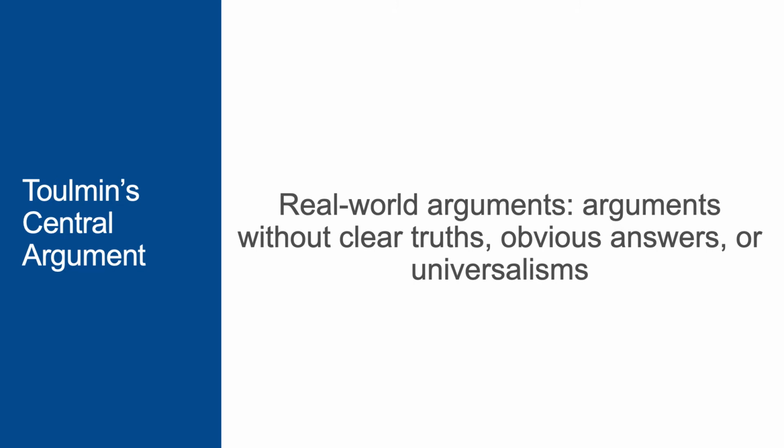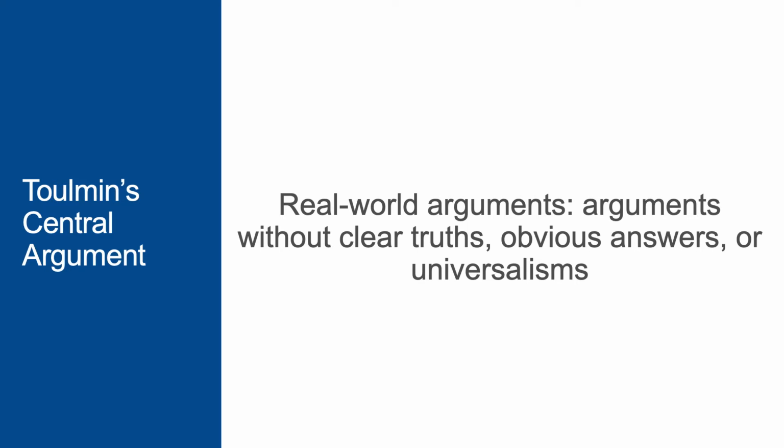Toulmin said, well, we should explore or test our ideas, explore or test our understandings through the justifications that we use in order to be able to try and show that they are true, they are accurate, or they are correct. And he believed then that this real-world argument became more practical. So these were arguments without clear truths. These are arguments without obvious answers. And importantly, these are arguments without claims of universalism. So without claims of something being true in all cases whatsoever.